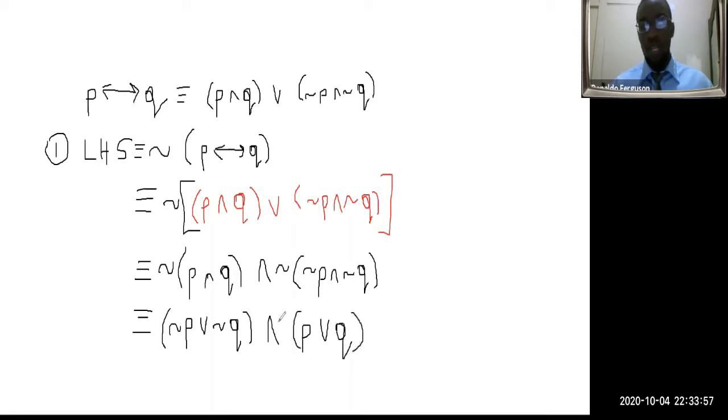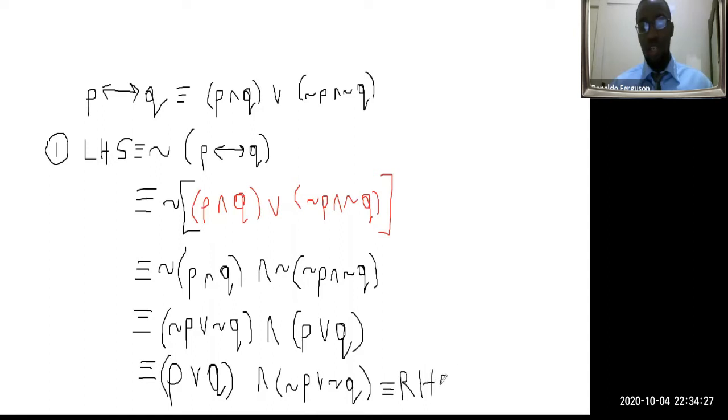Now, of course, we can always change the order. A and B is the same as B and A. So we can change the order and write this as P or Q, and we can write it as not P or not Q. And that is our right hand side. This was our right hand side, and so we've just done the proof using laws of algebra of propositions.